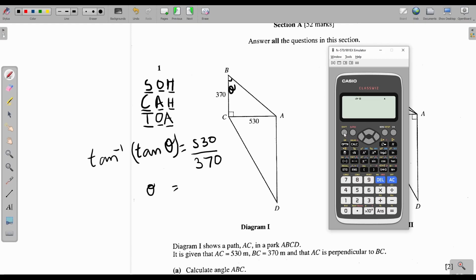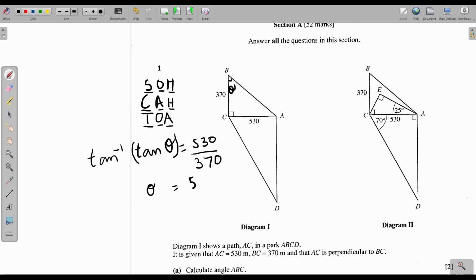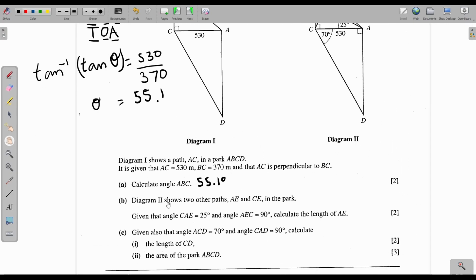So theta will be equal to the tan inverse of 530 over 370, which is 55.08, or if we convert that into 3 significant figures, 55.1, and our answer is 55.1 degrees. All right, let's move on to the second part.